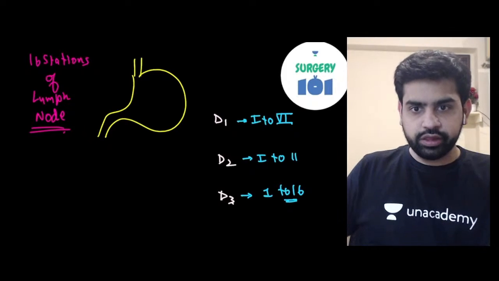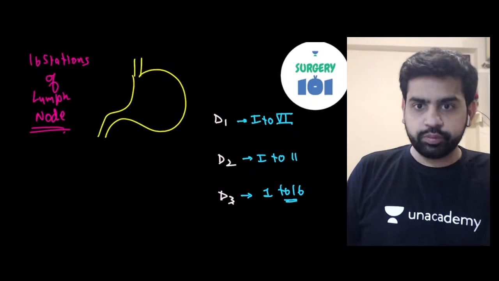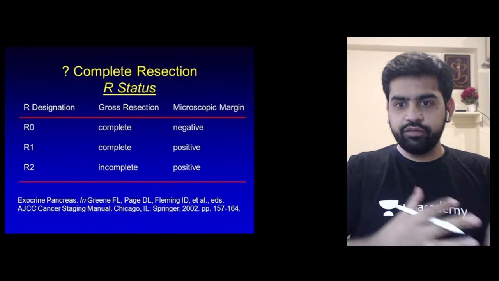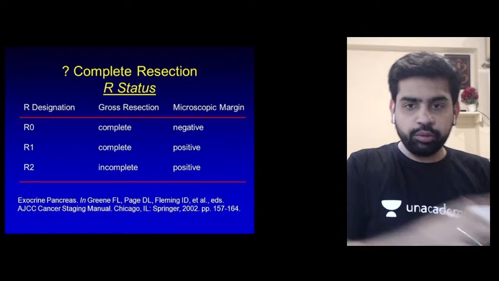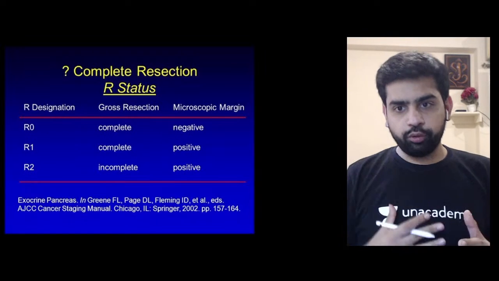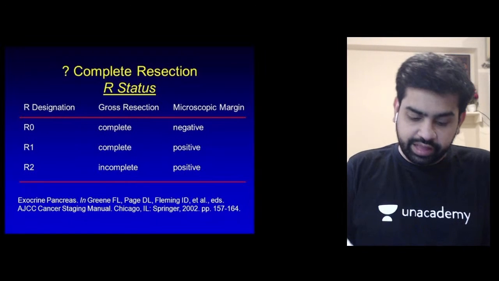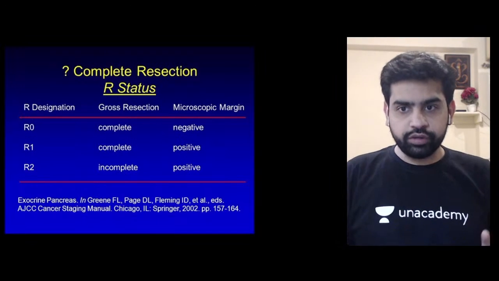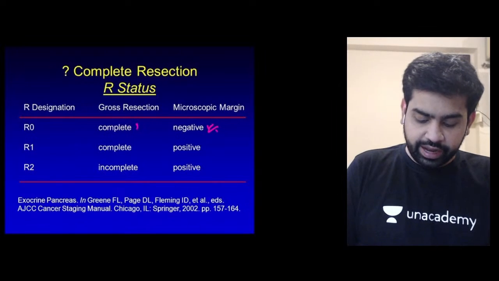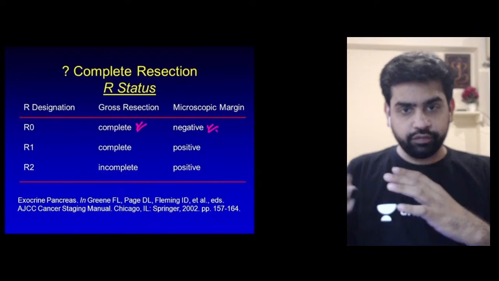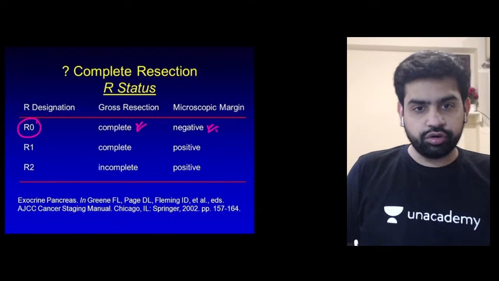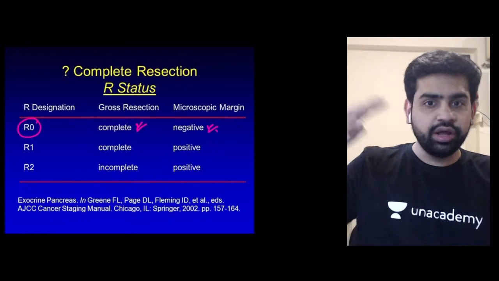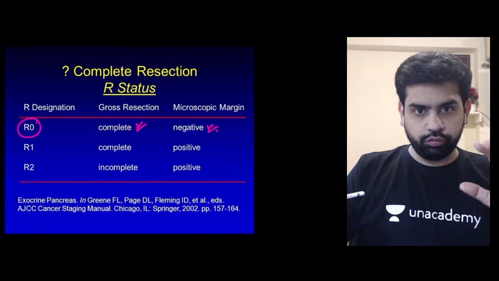Now, this is a whole different concept altogether. What we are concerned about in this particular question is R0, R1, and R2 resection. It's very simple. If you take out the specimen and grossly you're removing all the tumor, and then the histopathological report comes back and the margin is not involved with the tumor, so the margin is negative and at the same time your gross resection is complete, this is what is called an R0 resection. Macroscopic resection is complete, and microscopically it is not involved.